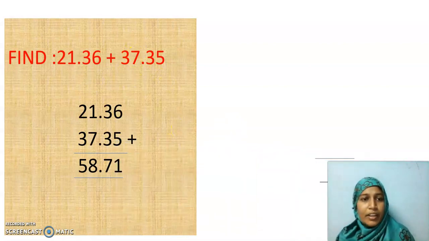So how will you add? Similarly, 6 plus 5, 11. Carry 1. 3 plus 6, 6. 6 plus 1, 7. 7 plus 1, 8. 3 plus 2, 5. Very simple addition. You are familiar with that thing.